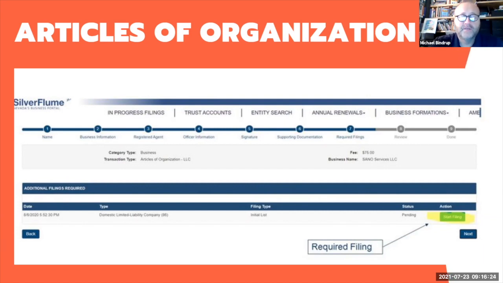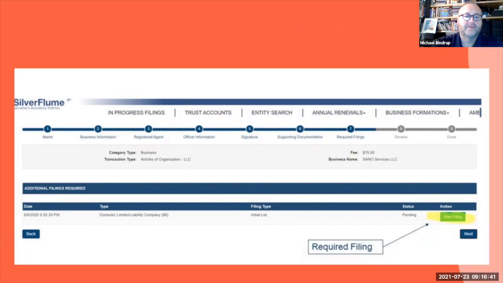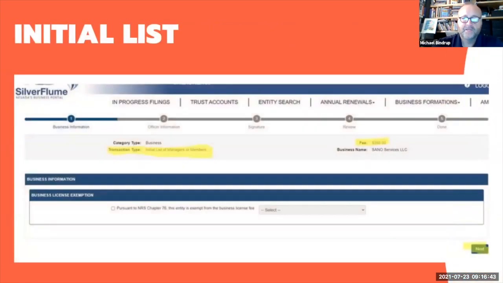So the first year you file an initial list of members and managers. In a corporation, you file your initial list of officers. And then each additional year, you file an annual list of members and managers, and it's the same price. And so when you start the filing process, here's our initial list, and the cost for this is $350.